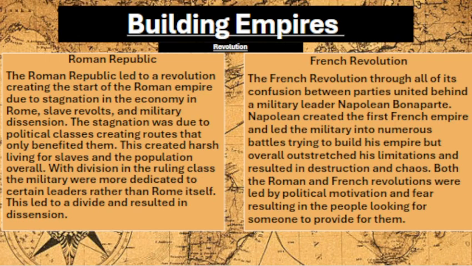As far as revolutions go, the Roman Republic led to a revolution creating the start of the Roman Empire due to the stagnation in the economy in Rome, slave revolts, and military dissension. The stagnation was due to political classes creating routes that only benefited them.